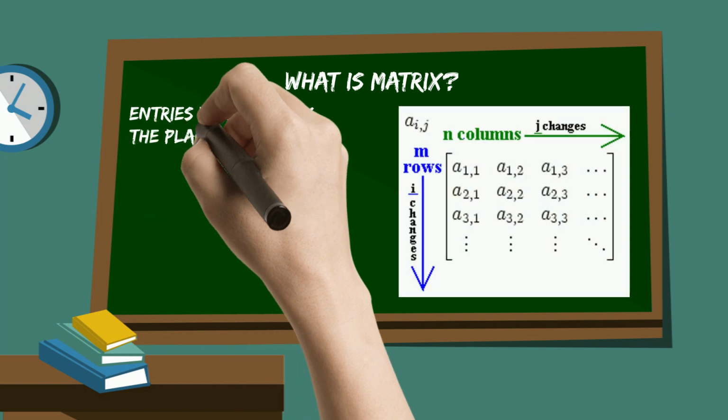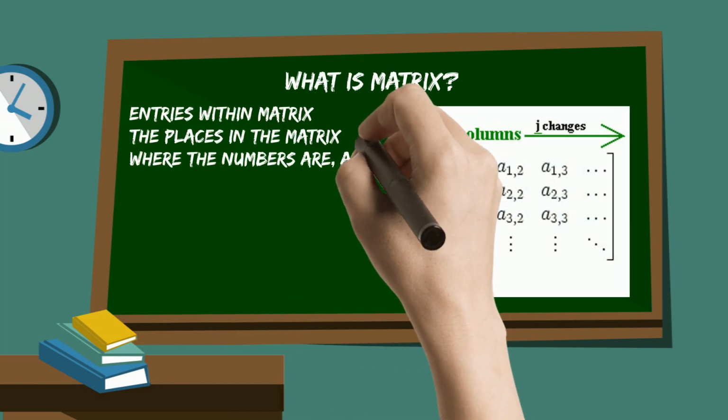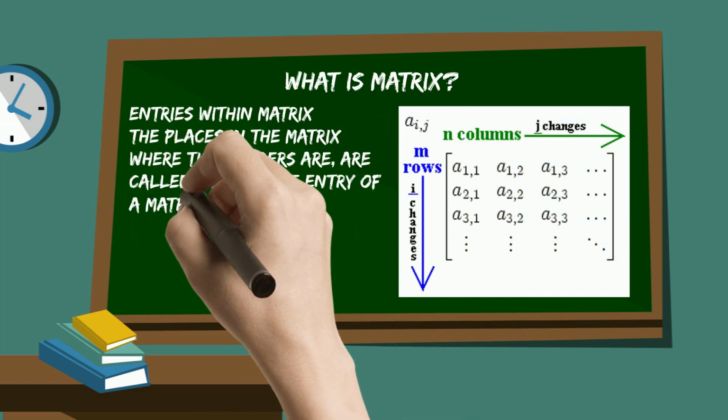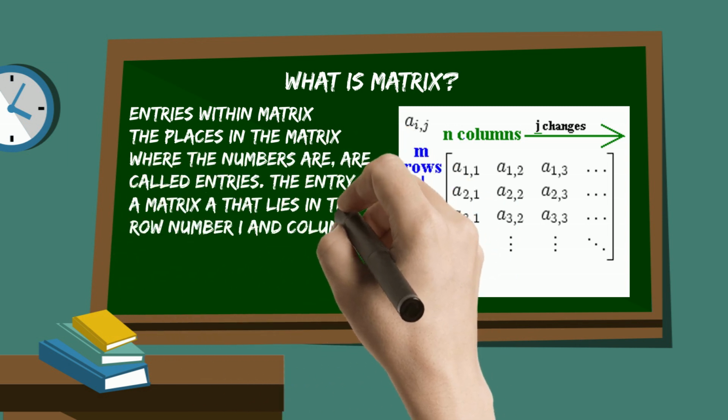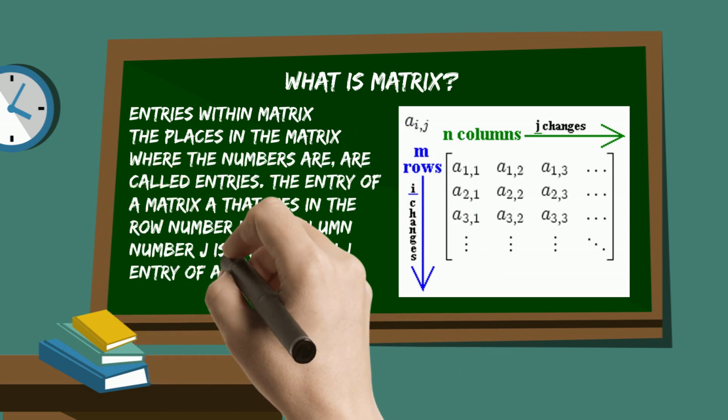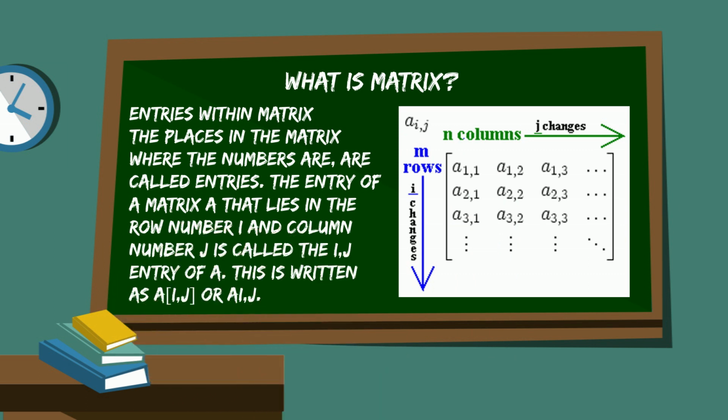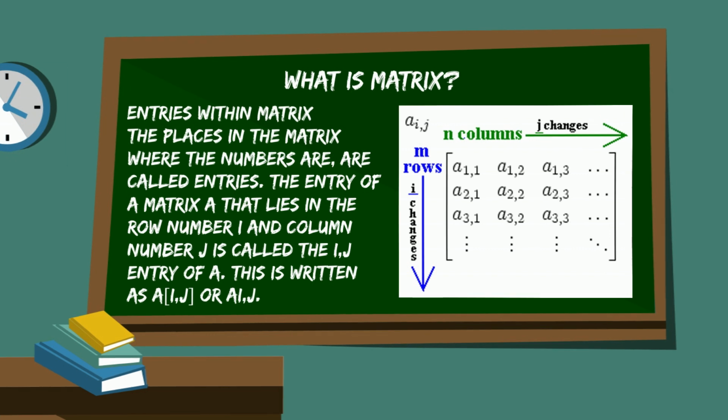Entries within a matrix. The places in the matrix where the numbers are located are called entries. The entry of matrix A that lies in row number i and column number j is called the ij entry of A. This is written as A, ij or A_ij.